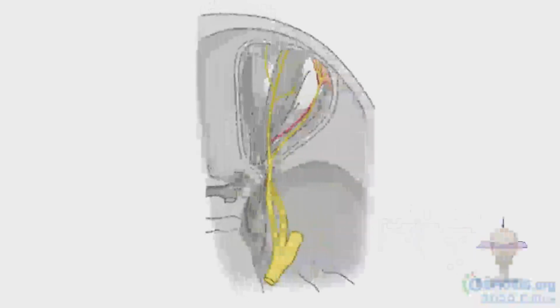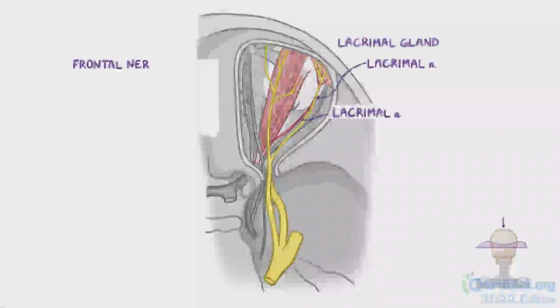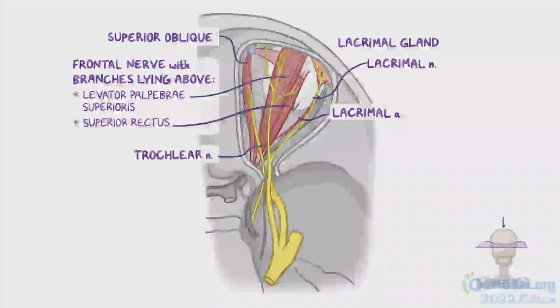So, we know where all these muscles and nerves are in relation to each other because at some point, someone decided to dissect the orbit and describe what they were finding along the way. If you wanted to do the same from a superior view, you could remove the orbital part of the frontal bone or the roof of the orbit. Then you'll find, from lateral to medial, the lacrimal nerve, artery, and gland, the frontal nerve, with its branches lying above the levator palpebrae superioris, and the superior rectus muscle lying below the levator palpebrae superioris. Then the trochlear nerve innervating the superior oblique muscle.